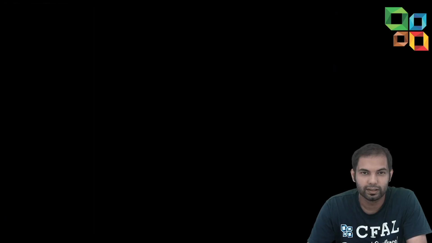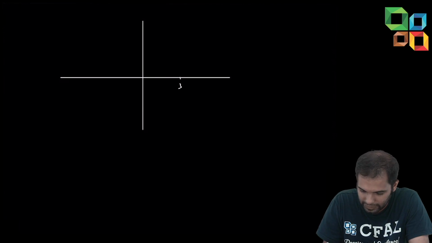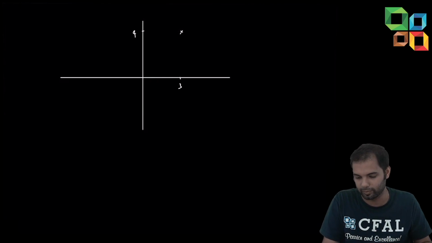What I want you to do is a small exercise. Take the Argand plane and I'll give you a point. Just plot the point. Say it is simply 3 plus 4i. So approximately this is 3 and this is 4. Okay, this is your point, 3 plus 4i. Let me just write it down.